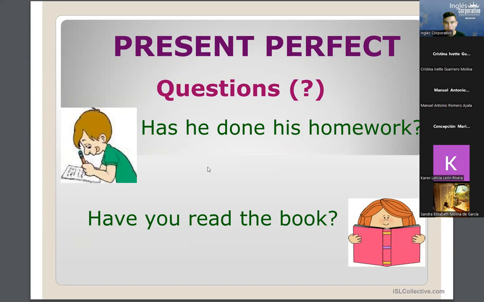Okay, the present perfect question form. With the question form, we need to switch the position of the auxiliary has or have. For example, has he done his homework? Have you read the book?